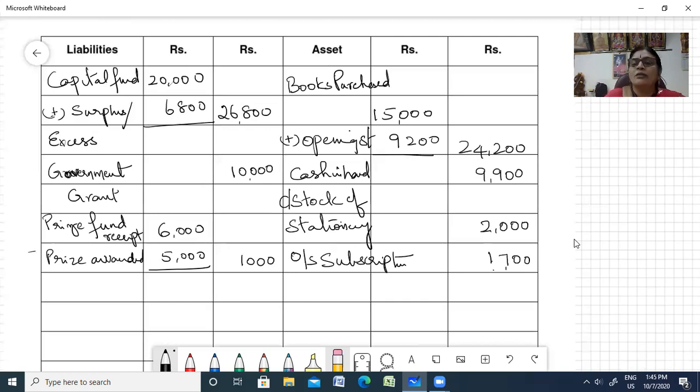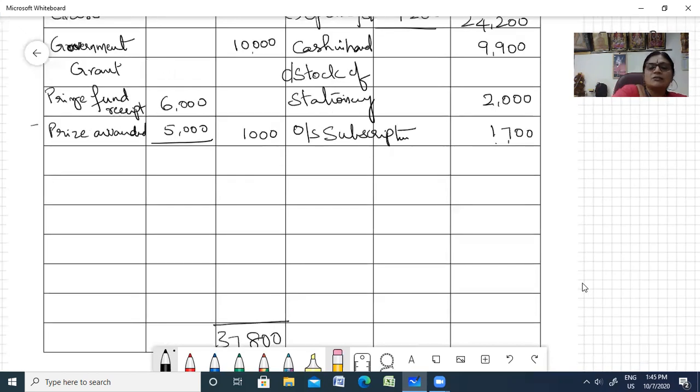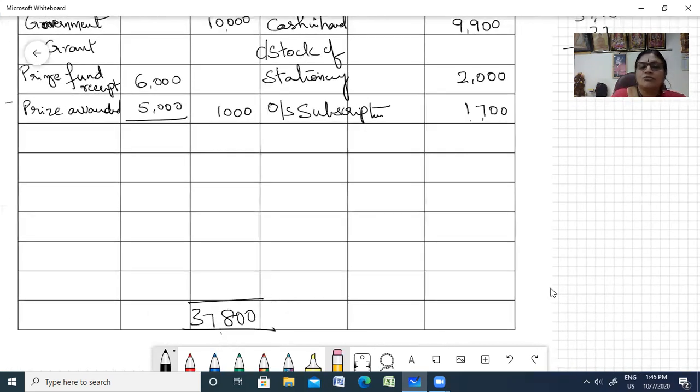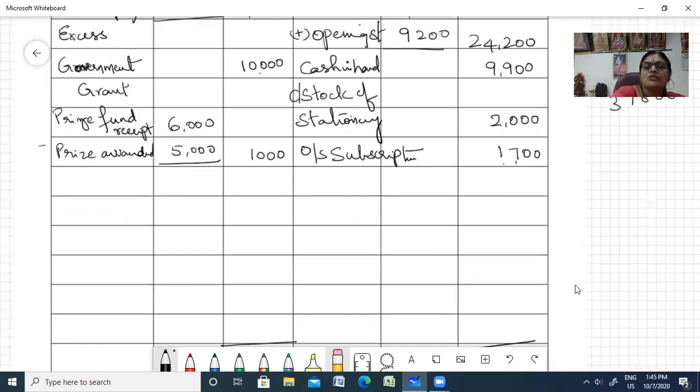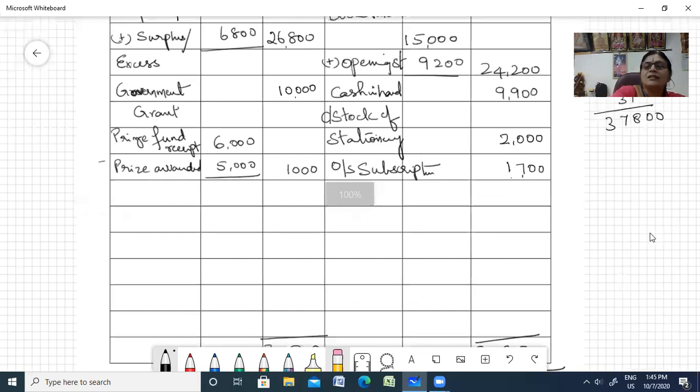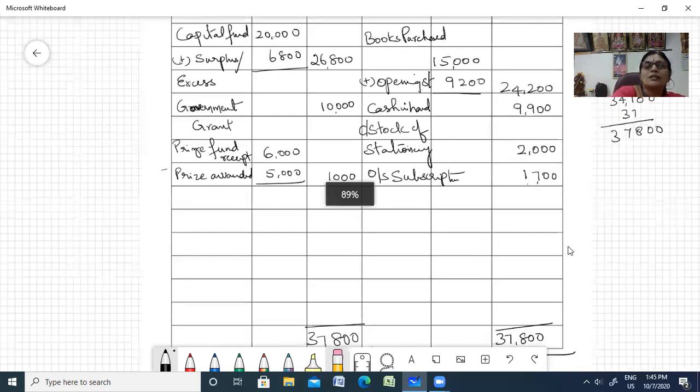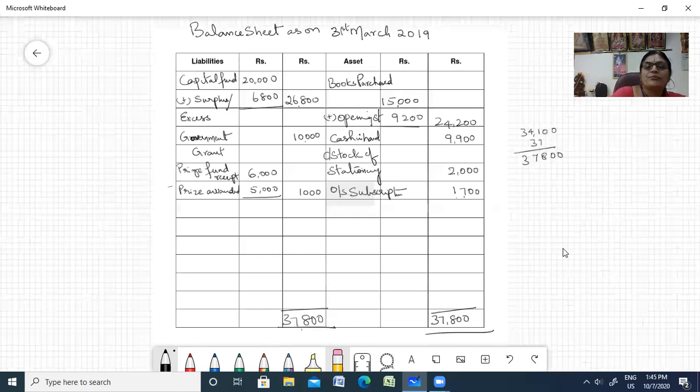So now you have 34,100 plus 3,700, so 37,800. Let us see. 37,800. So our calculation is correct. Our balance sheet is right. There's no problem in our balance sheet. It is tallied. I'll make it a little smaller so that you can see the entire balance sheet.